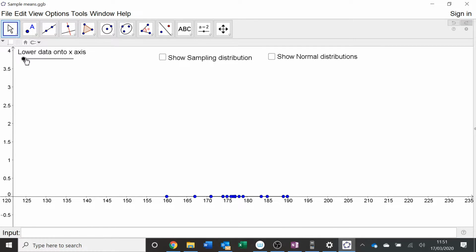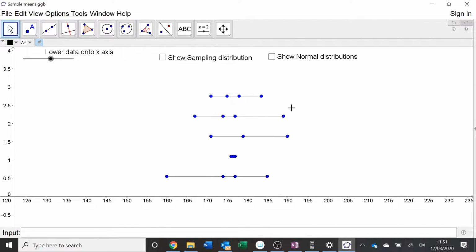Right, I'm going to move these data up so we can see them. And actually, what I've done is, and this is not really a diagram anymore, apart from just to think about it, these are the tables in my class. So I think I've got 5 tables. You can see one of the tables has very, very similar heights to each other, but some of the other ones are spread out.